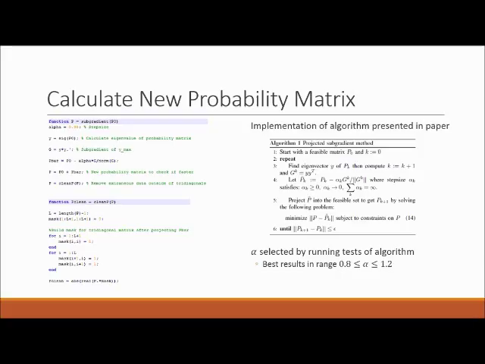Next step is to calculate the new probability matrix, and this code is just the implementation of the algorithm shown on the right. So we initialize the step size alpha, which I ended up settling on a value of 0.95 after doing a few different tests, and I noticed that I got the best results for an alpha between 0.8 and 1.2. So I start by calculating the eigenvalue of the probability matrix, and then calculate the subgradient of the eigenvalue vector. Next, I calculate the new probability matrix, and then clean it up because sometimes the gradient or the subgradient would result in having non-zero terms outside of the tridiagonal.